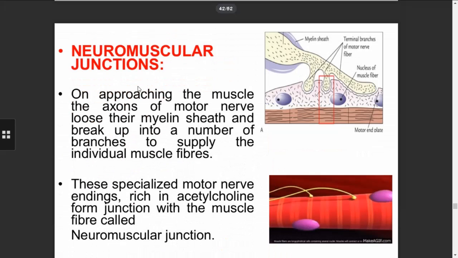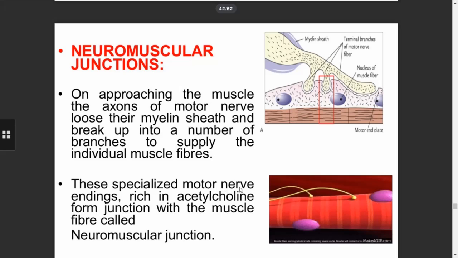Again, there is the neuromuscular junction, which is the point at which the nerve communicates with the muscle cell. On approaching the muscle, the axon of the motor nerve loses its myelin sheath. Here you can see that the myelin sheath is not present. This part of the nerve without myelin sheath breaks into a number of small branches to supply the individual muscle fibers.